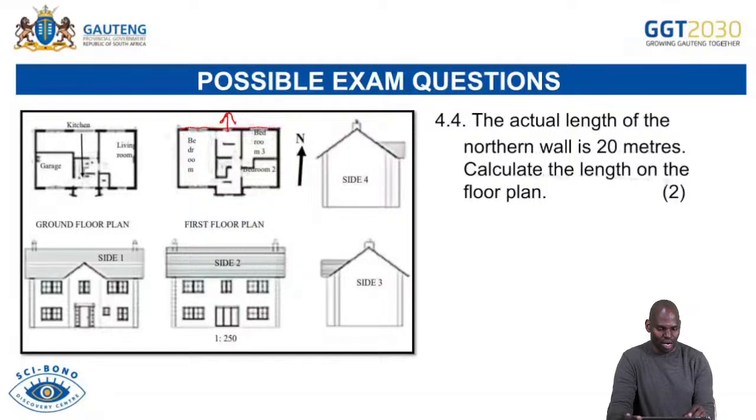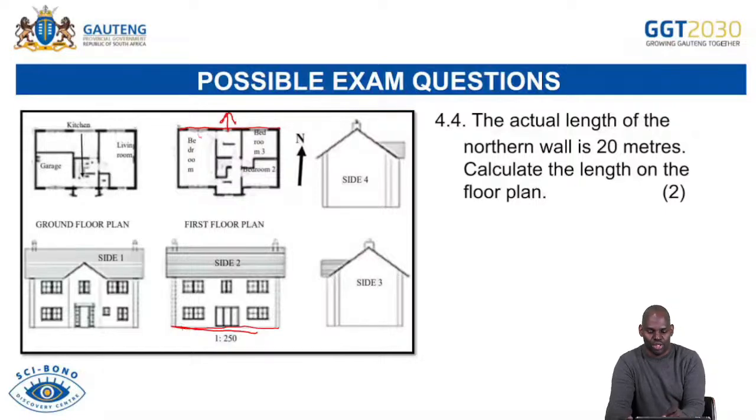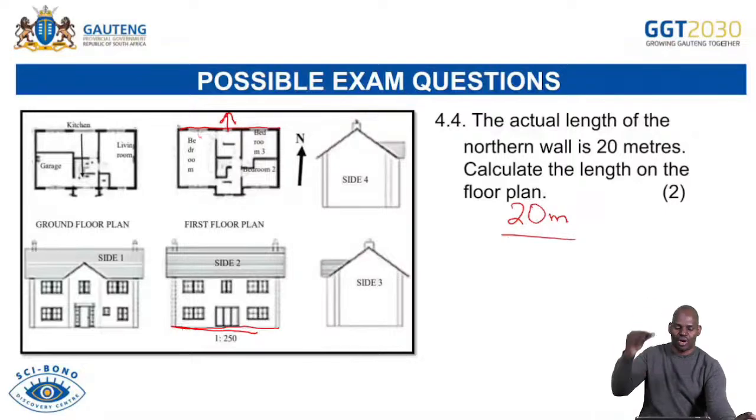It's either on the floor plan or on the elevation plan. Okay, on the elevation plan it's 20. They must be equal, obviously. The length on the floor plan and the length on the elevation must actually be equal. So for this one, we don't even have to calculate. Maybe the examiner should have said determine the length. So this will also be 20 meters. So the northern wall is 20 meters, and how long will that be on the floor plan? It will still be 20 meters.